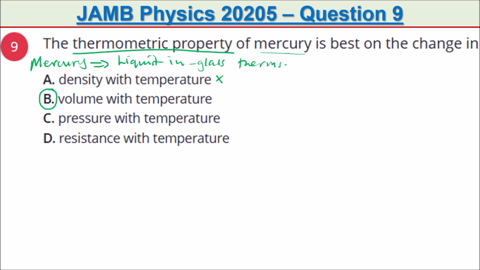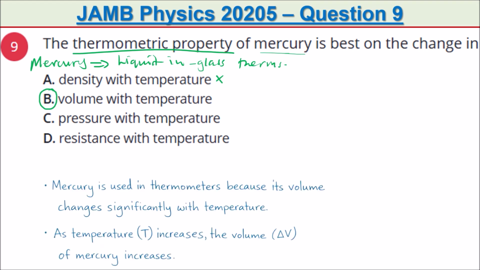Now you need to understand this. Mercury is used because its volume changes significantly with temperature. Mercury is the only metal which is liquid at room temperature. So it is used as a working liquid in glass thermometers. Like any other metal, mercury expands when heated. So when the temperature increases, the volume of mercury increases. And this is the property we are going to use to measure temperature.